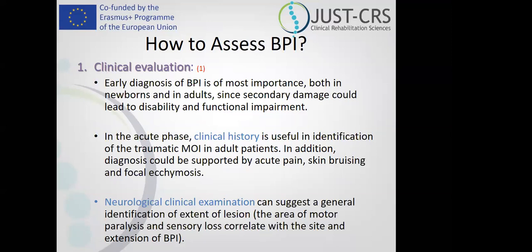In the acute phases, clinical history is very useful in identifying the traumatic mechanism of injury in adult patients. In addition, the diagnosis could involve acute pain, skin bruising, and focal ecchymosis. Neurological clinical examination can suggest a general identification of the extent of lesions. That means the area of motor paralysis and sensory loss correlate with the site and extension of the brachial plexus injury.